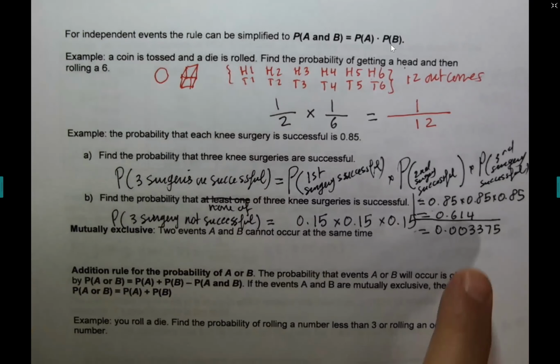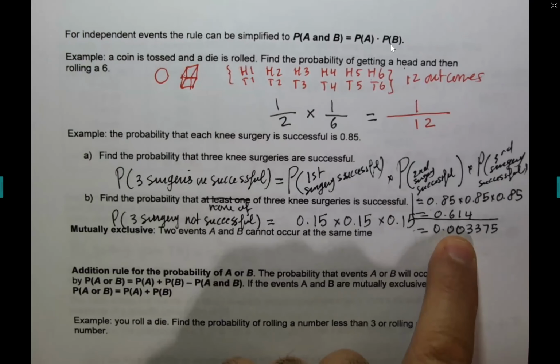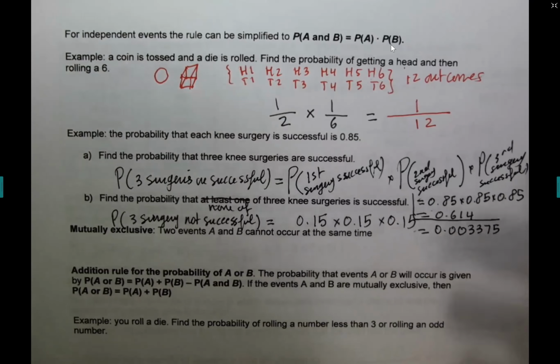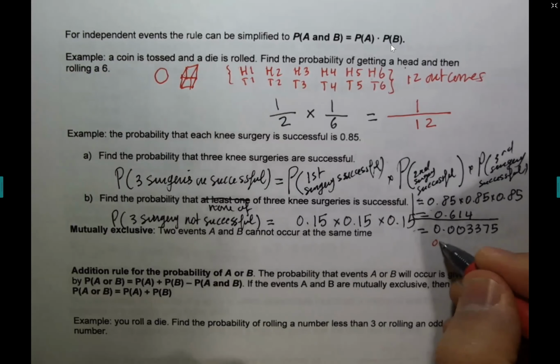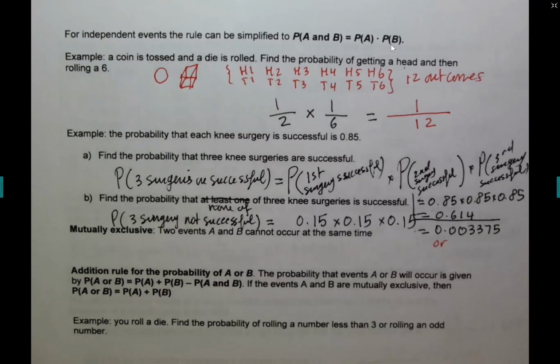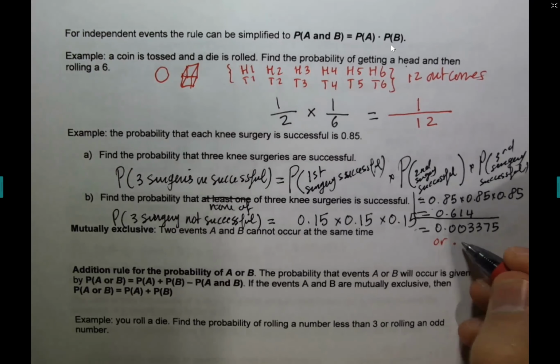Can you guys help me change this one to a percent? What would that be as a percent? To change a decimal to percent, you move it 2 digits to the right. Do we multiply it by 100? Yep.